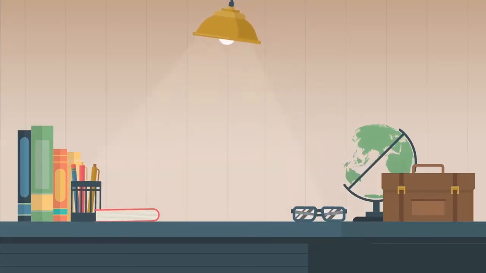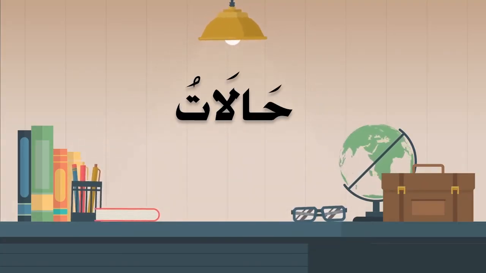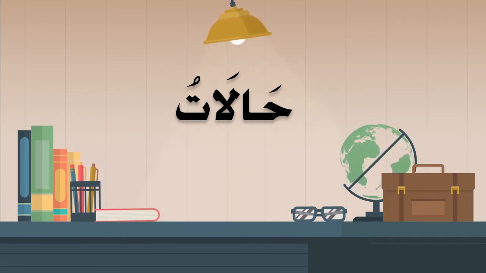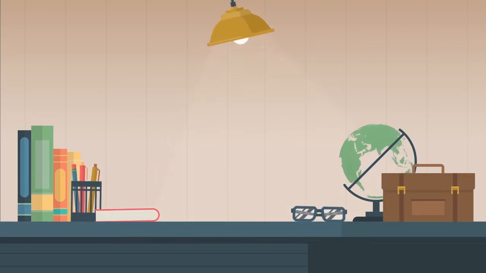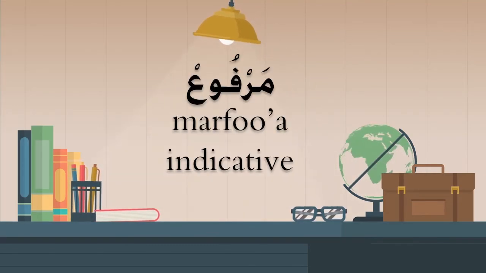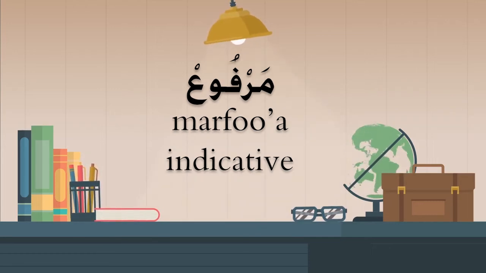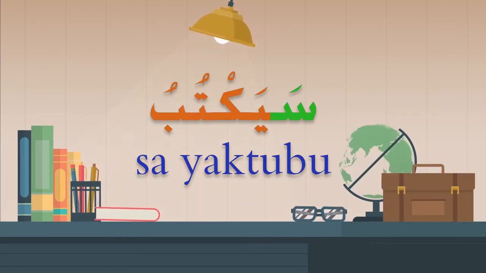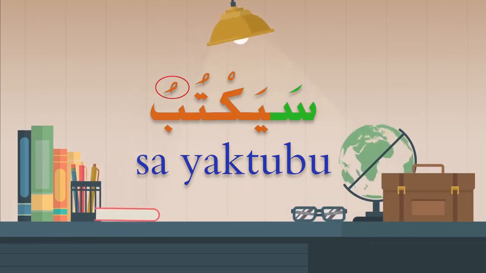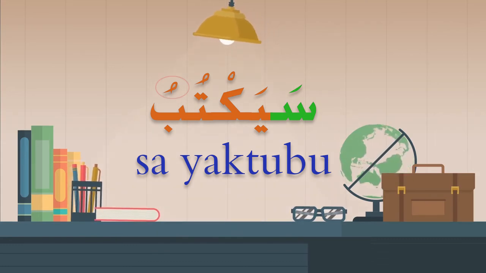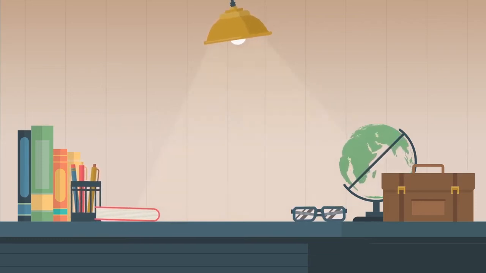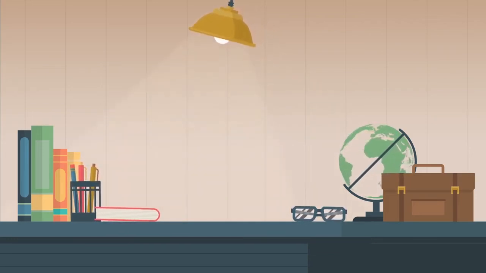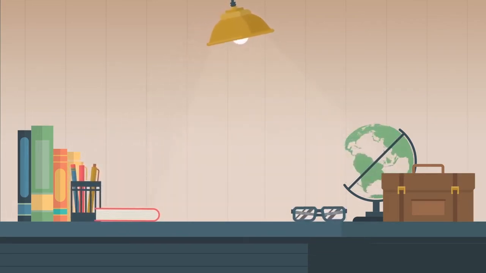There are three modes in Arabic. حالات. It also means cases. The first one is the indicative case, which in Arabic is marfu'. The word usually ends in u sound, which means we put dhamma on the last letter. Dhamma, if you don't know, is this symbol. If you are not familiar with tashkil or Arabic diacritics, check this video on the top. Indicative case also ends in the letter waw.